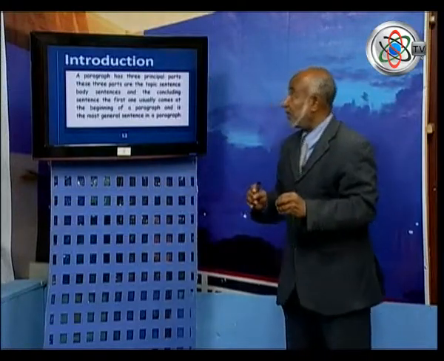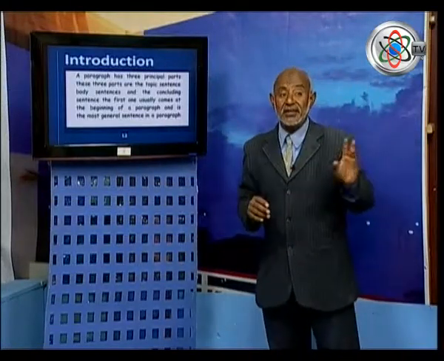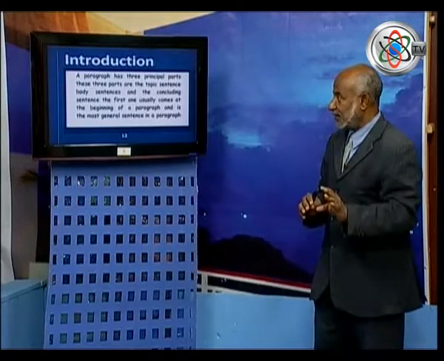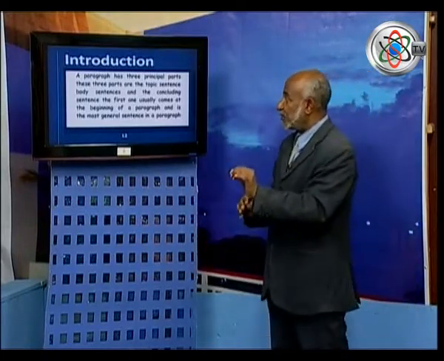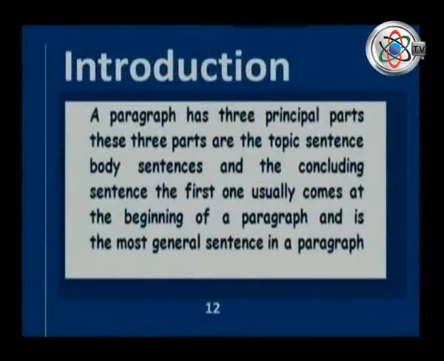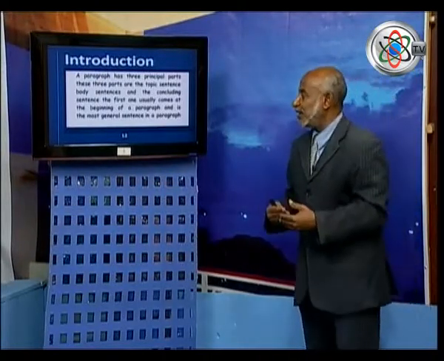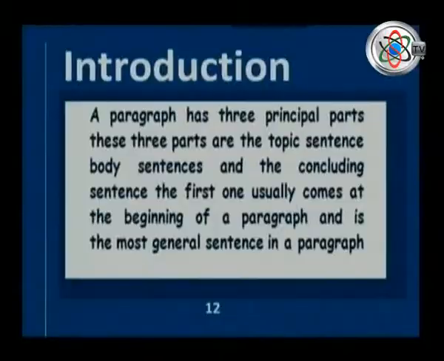So this is the same. Again, a paragraph has 3 principal parts. Principal means main, major. These 3 parts are the topic sentence, the body sentence, and the concluding sentence. The first one usually comes at the beginning, as we said. The second one comes in the middle. That's the body of the composition, the subject matter. And the last one is the concluding paragraph, by which you end.